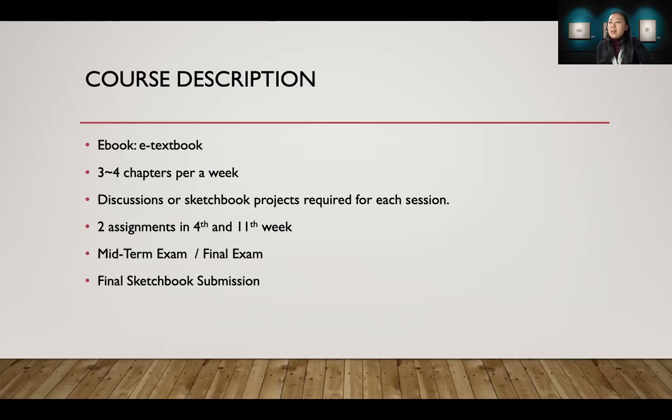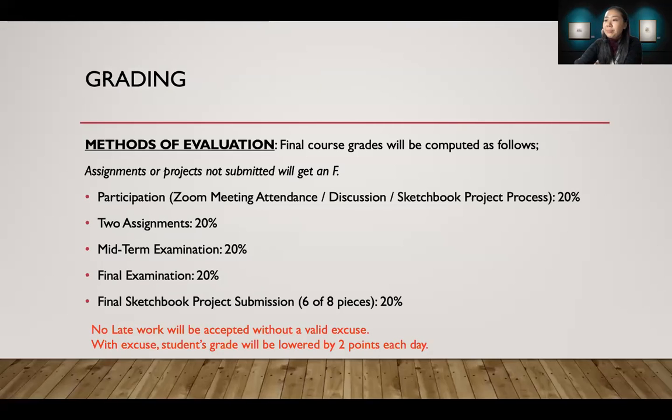And you are going to take a midterm in 8th week and the final exam in 16th week of the course. Lastly, there is a final sketchbook submission at the end of the course. So I will show you what these are one by one in detail after checking each grade. So these are the grade scale.